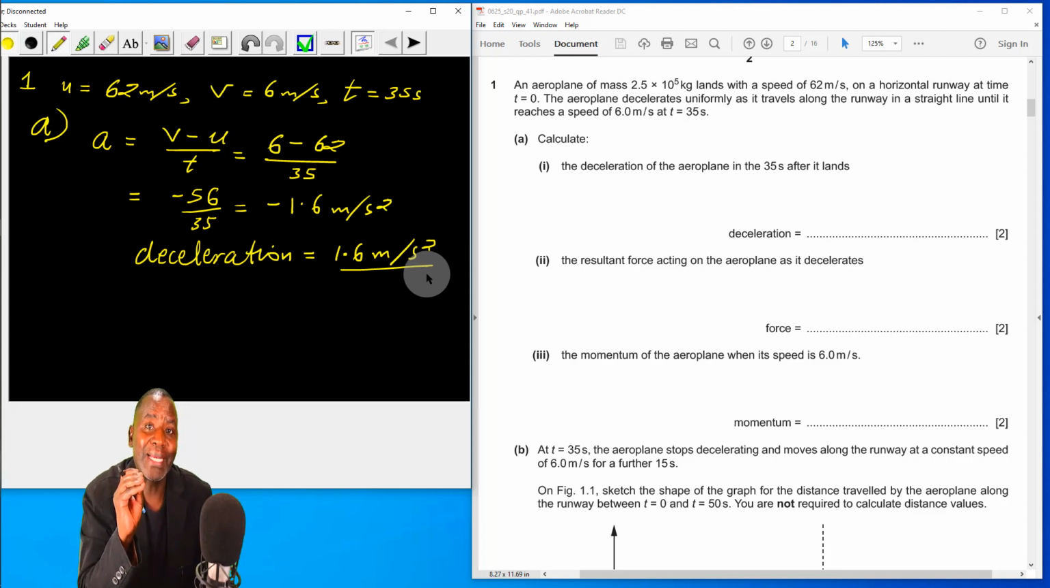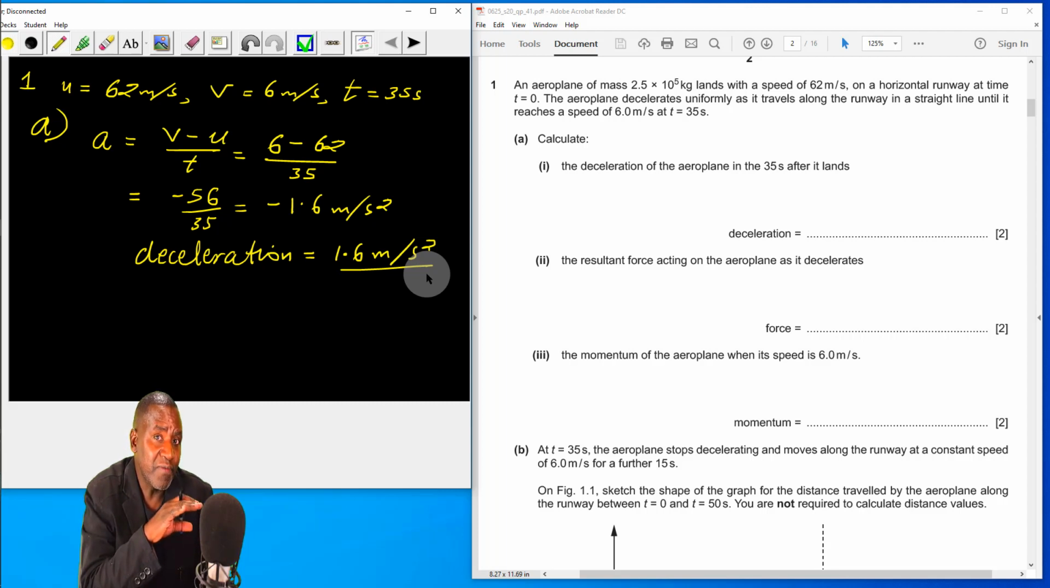That is how we calculate a change in that physical quantity. So the change in velocity is the final velocity minus the initial velocity. And then we also remember that when it comes to calculating deceleration, there is no equation for calculating deceleration. We always calculate the acceleration.